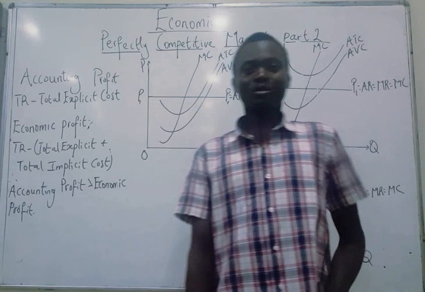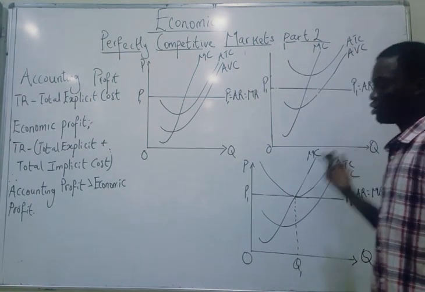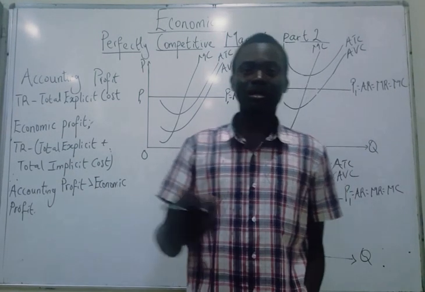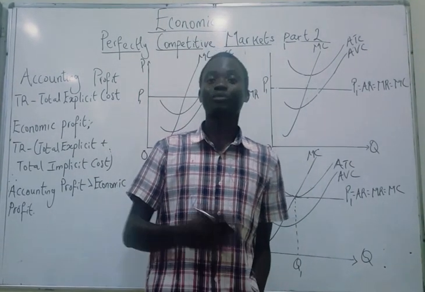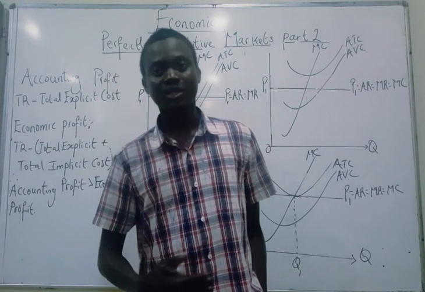Today we shall be continuing our discussion on perfectly competitive markets. So we have perfectly competitive markets part 2. What are we going to be talking about in this particular video? We're talking about different types of profits that firms in the perfectly competitive industry can make in the short run as well as in the long run.